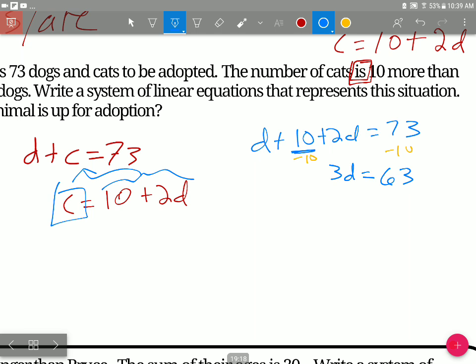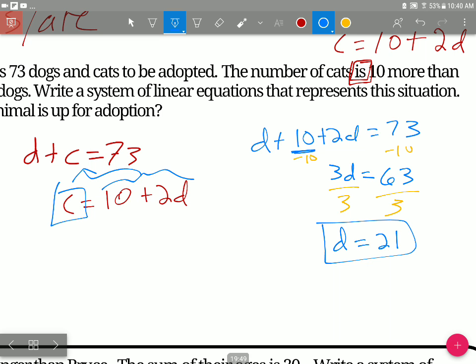All right. Again, somebody new. What's the last thing you got to do? Divide by what? Exactly. So 63 divided by 3, I think 21? Is that right? Yeah. 63 divided by 3 is 21. All right, so we got D.